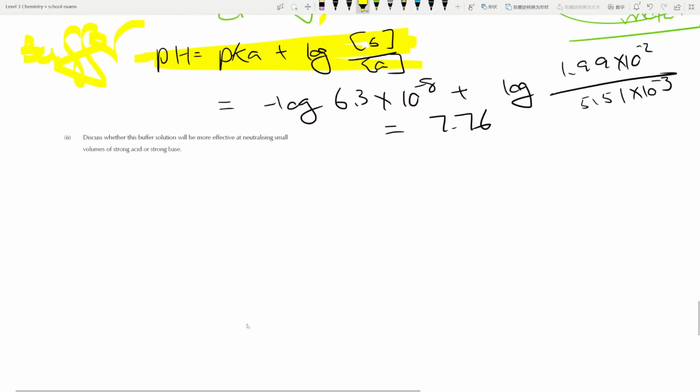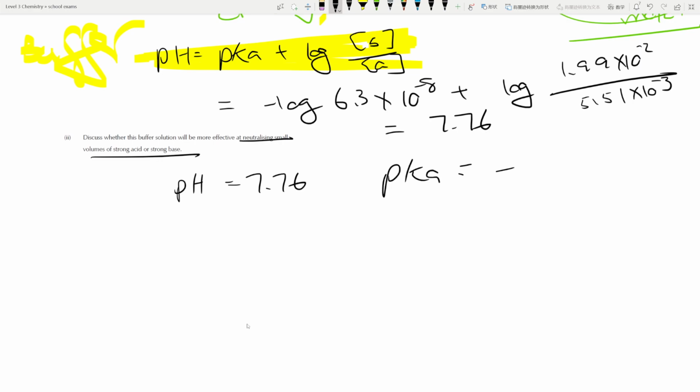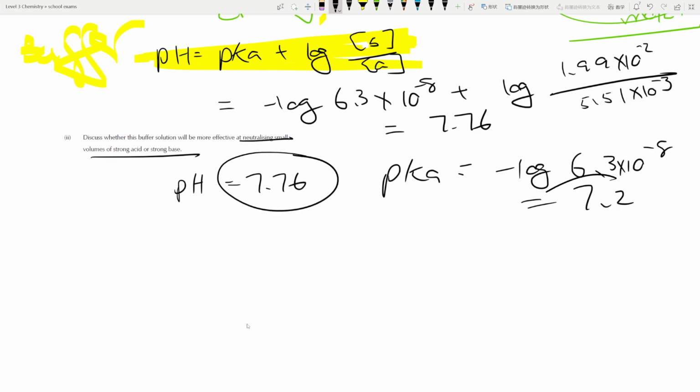Now, whether the solution will be more efficient against neutralizing small amounts of acid or base. Okay, so this is one of the old exam papers. So the pH of the buffer is 7.76. pKa is negative log 6.3 times 10 to the power negative 8, which is going to be 7.2. Right, so you just compare your pH and pKa. Can you see your pH is larger than pKa? Okay, so your pH is bigger than pKa.